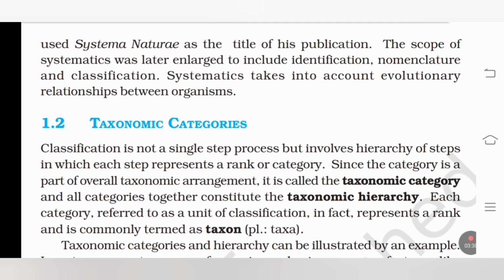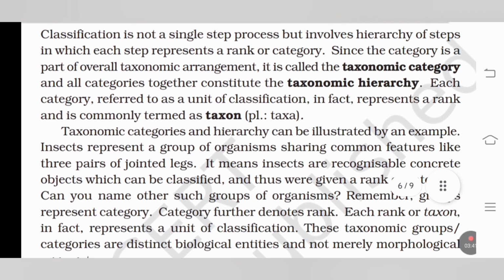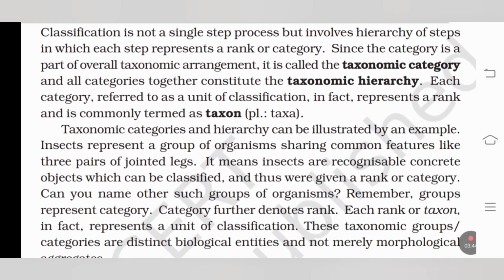Taxonomic categories 1.2. Classification is not a single step process but involves a hierarchy of steps in which each step represents a rank or category. Since the category is a part of the overall taxonomic arrangement, it is called the taxonomic category. And all categories together constitute the taxonomic hierarchy. Each category, referred to as a unit of classification, in fact represents a rank and is commonly termed as taxa. Taxonomic category and hierarchy can be illustrated by an example. Insects represent a group of organisms sharing a common feature like 3 pairs of jointed legs. It means insects are recognizable concrete objects which can be classified and thus were given a rank or category.